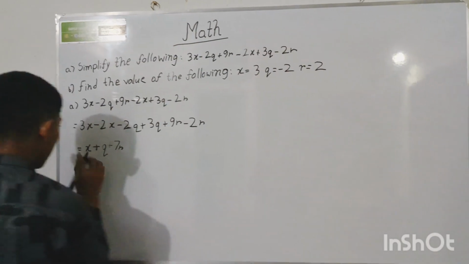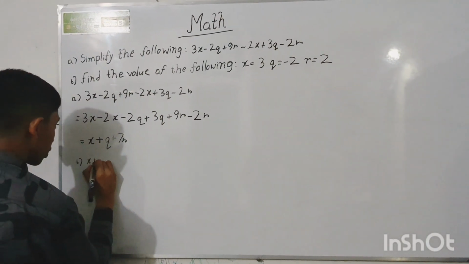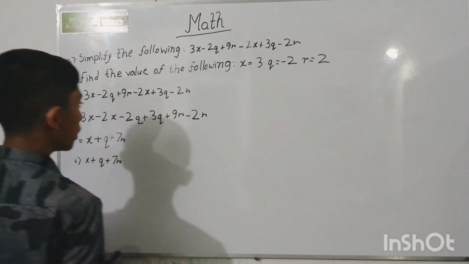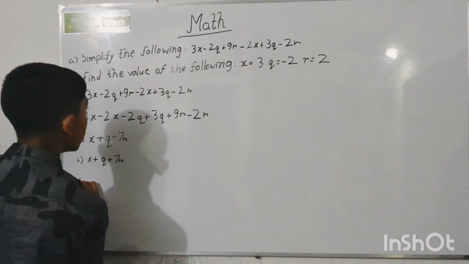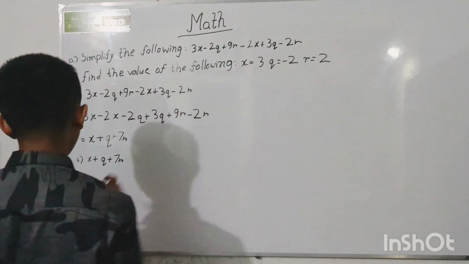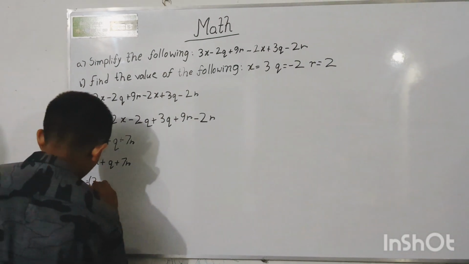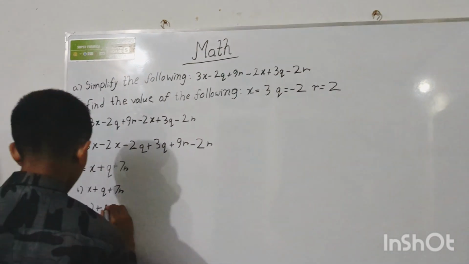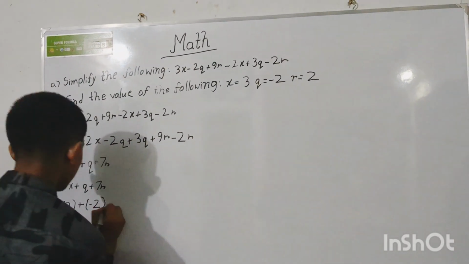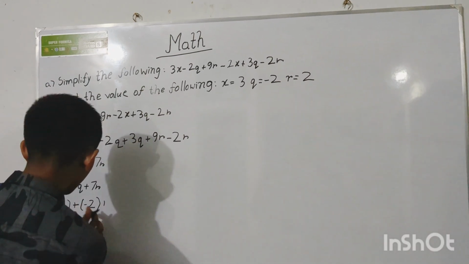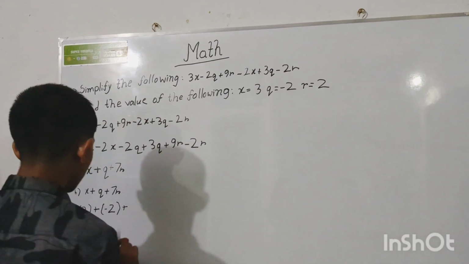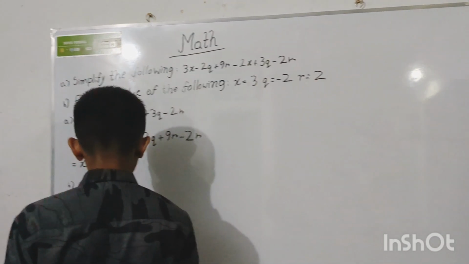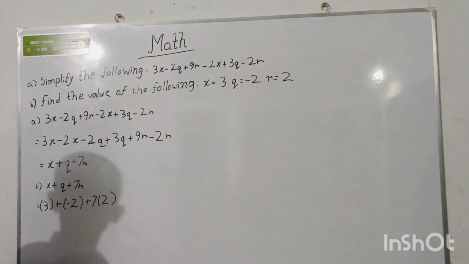So in my second part, at first I'll write these numbers. Now here it is written that x equals 3. So I will write 3 here, but I'll give a bracket. Then I'll give a plus sign. q equals minus 2. So I will write here minus 2. Then I'll give a bracket. Then I'll give a plus sign. Then here is 7 and here is r. r is equal to 2. So I'll write 2.